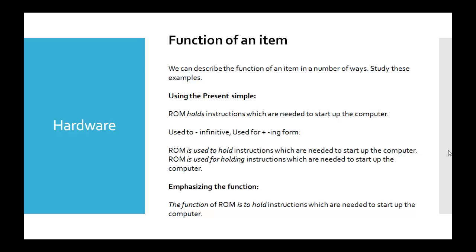Another way to describe the function of an item would be to use used to, which would be followed by an infinitive form of the verb. For example, we would say, RAM is used to hold instructions which are needed to start up the computer. We may also say used for, and this combination would be followed by an ing form of the verb. So we would say RAM is used for holding instructions which are needed to start up the computer.